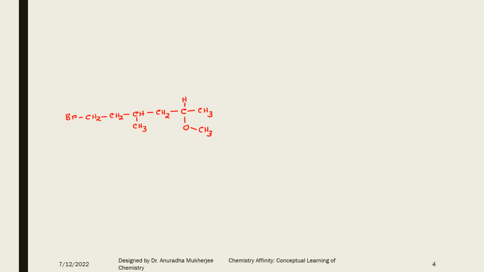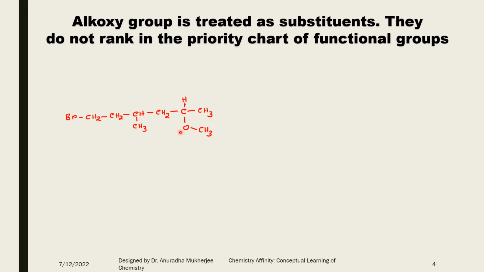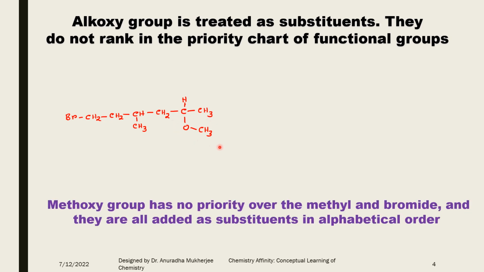This is another ether molecule and here you can see this is the smallest one, so it will be considered as an alkoxy substituent and this will be considered as the parent chain. So remember, the alkoxy group is treated as a substituent. They do not rank in the priority chart of functional groups. Like in this parent chain, if other functional groups are present, they will get the priority over the methoxy or ethoxy.